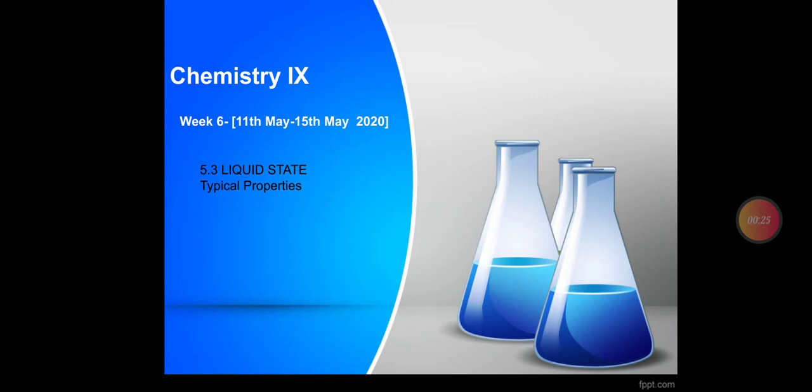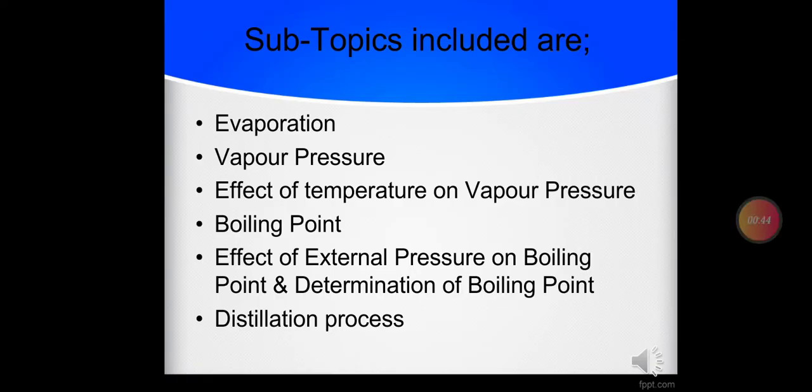All right. We will continue this week with chapter number 5 and talk about the liquid state and the typical properties of the liquid state in this lesson. The subtopics included for this week are evaporation, vapor pressure, effect of temperature on vapor pressure, boiling point, effect of external pressure on boiling point, determination of boiling point, and distillation process.